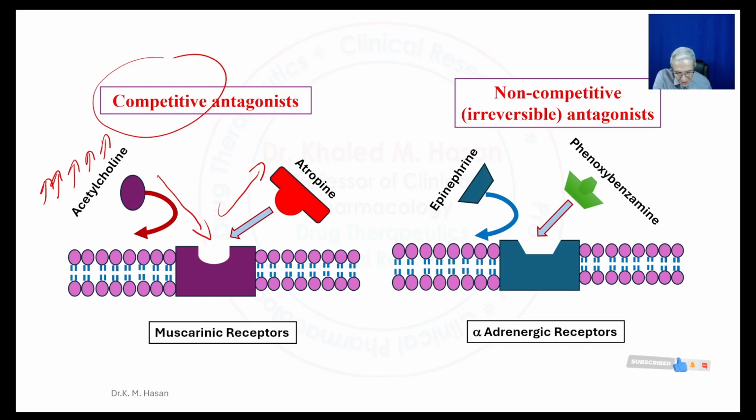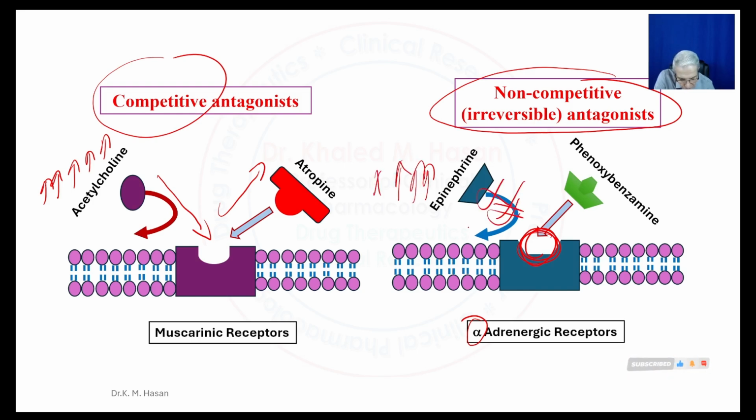What happens with the non-competitive irreversible antagonist? We can see here we have the alpha adrenergic receptor. Phenoxybenzamine binds to the receptor and prevents epinephrine from binding irreversibly. Even if you increase the dose of epinephrine, you are not able to produce any competition or displacement. The combination between phenoxybenzamine and the receptor is irreversible.